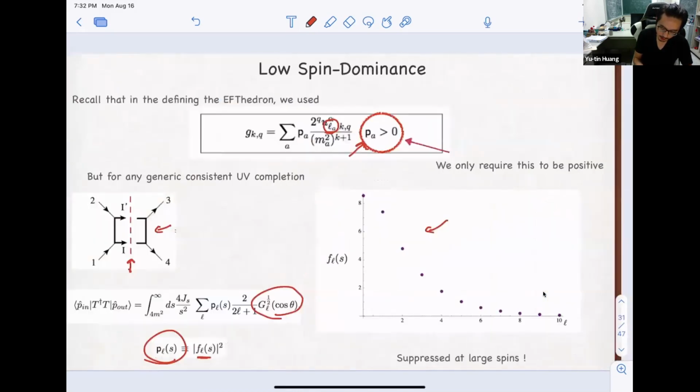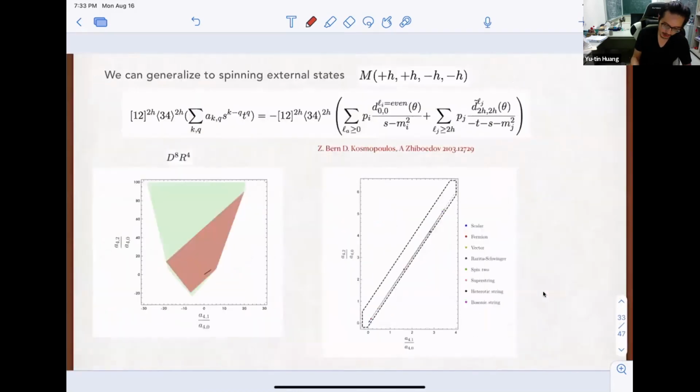And indeed, this phenomenon was more recently analyzed by Zvi, Dimitris, and Sasha, where they analyzed the low spin dominance and used this as an ansatz. If you consider the EFT, for example graviton EFT, and you assume low spin dominance, then you can shrink the space into a very tiny region, and all the known theories actually live inside this tiny region. Of course, this is assuming that you have this low spin dominance. So the question is asking, where does this low spin dominance come from?